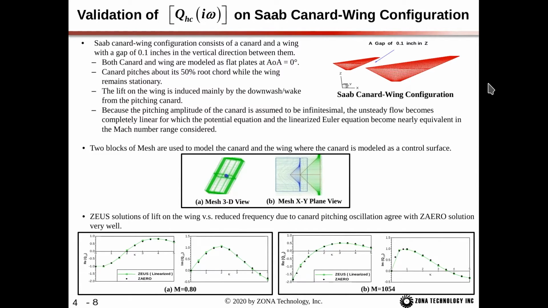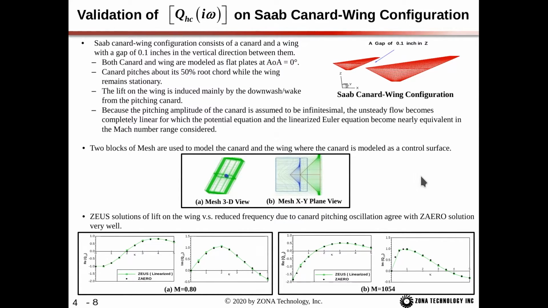Now the lift on the wing is induced mainly by the downwash or the wake from the pitching canard. And because the pitching amplitude of the canard is assumed to be infinitesimal, the unsteady flow becomes completely linear, for which the potential equation and the linearized Euler equation become nearly equivalent in the Mach number range considered. Now to model this in ZEUS, we have two blocks of mesh. The first block contains the wing, and it's the global block, and then the second block is just the canard, and that is embedded inside the main block.